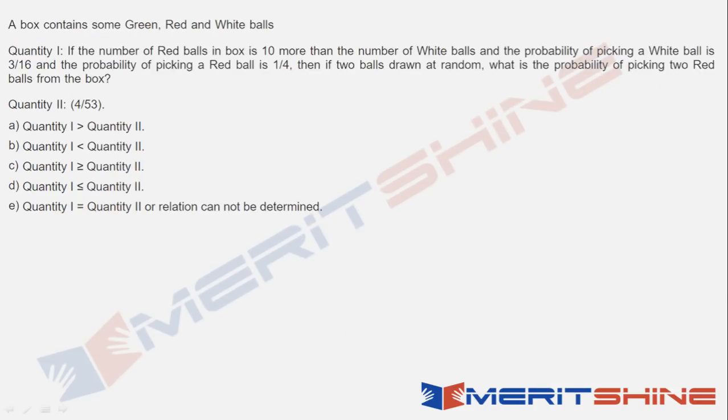Look at this one, a question on probability. Just read it quickly, I'll explain it. The number of red balls in a box is 10 more than the number of white balls. A simple statement. Probability of picking a white ball is 3 by 16. So let me just write it separately, it's 3 by 16. Probability of picking a red ball is 1 by 4. Let's make the denominator same here. So what is this? This is 4 by 16.